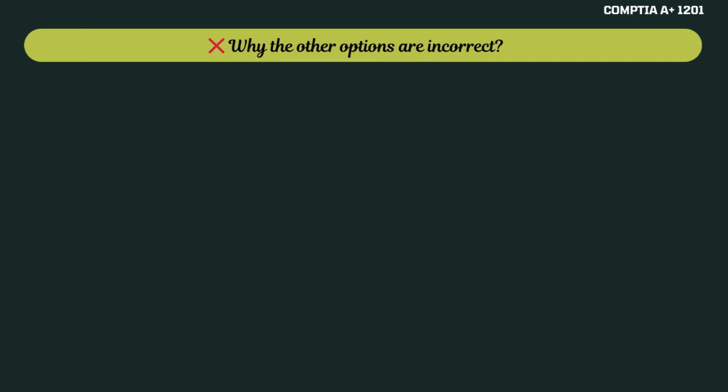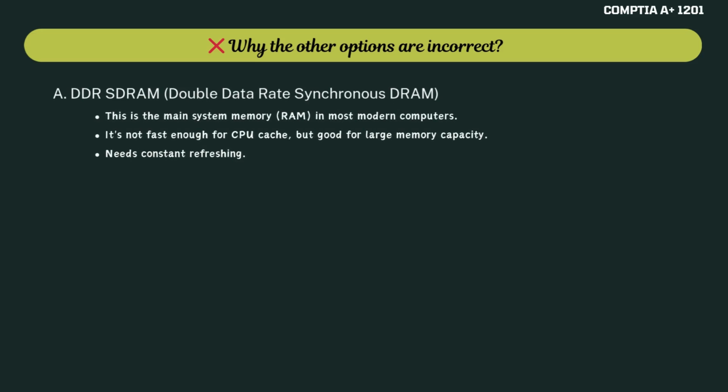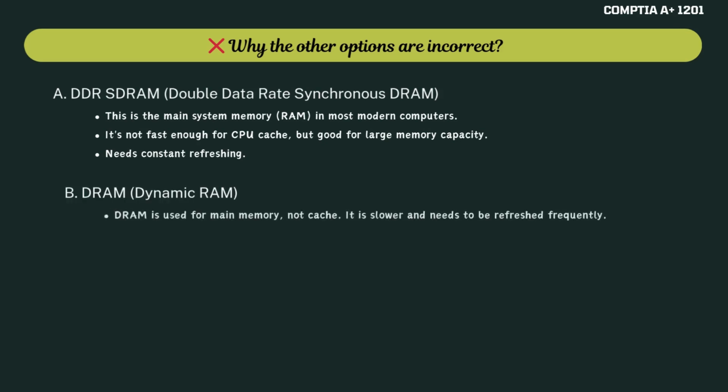Why the other options are incorrect? A. DDR-SDRAM. This is the main system memory RAM in most modern computers. It's not fast enough for CPU cache, but good for large memory capacity. Needs constant refreshing. B. DRAM. DRAM is used for main memory, not cache. It is slower and needs to be refreshed frequently.